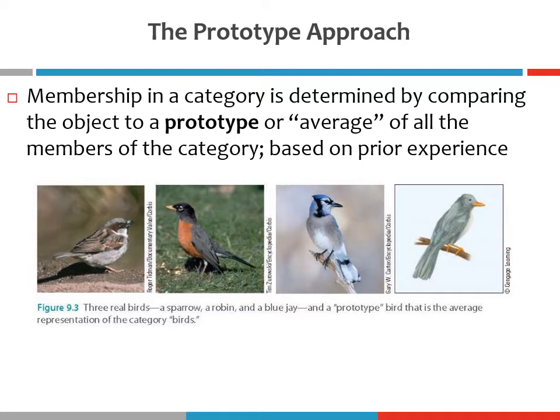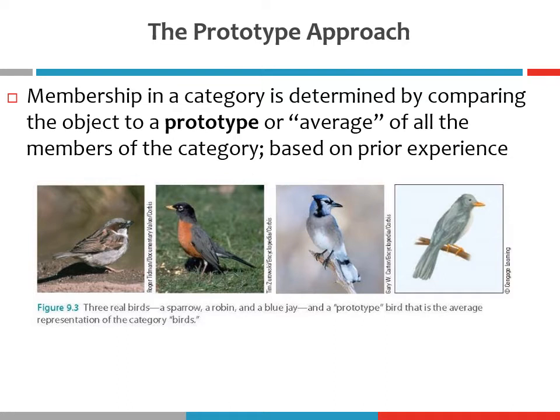Okay. So another approach to categorization is something called the prototype approach. According to the prototype approach to categorization, membership in a category is determined by comparing a given object to a prototype that represents the category. And in this case, a prototype is a typical member of the category, right?